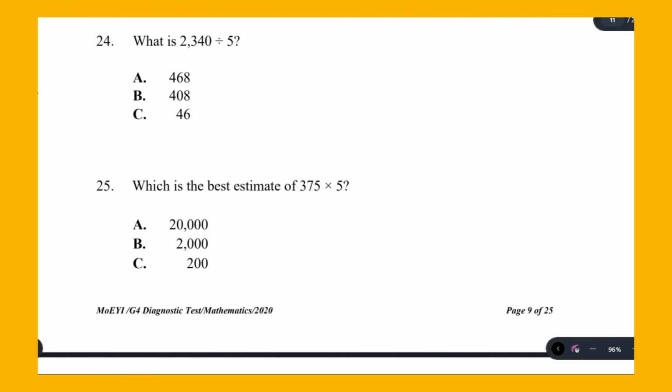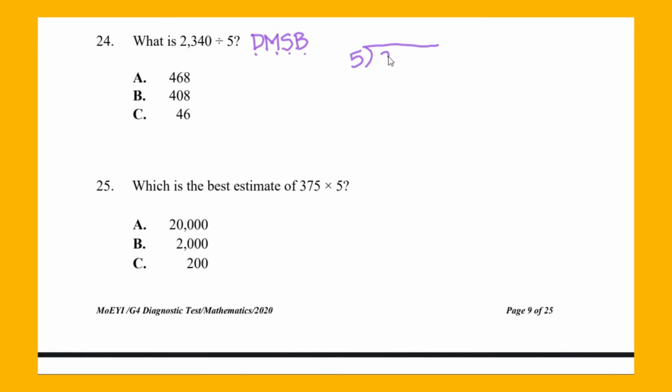Question 24. What is 2340 divided by 5? Now, what are the steps that are taken when we are doing long division? We divide, then we multiply, subtract, and then bring down. So let us set up our division question. We're going to put our divisor on the outside and we're going to put our dividend under the sign.